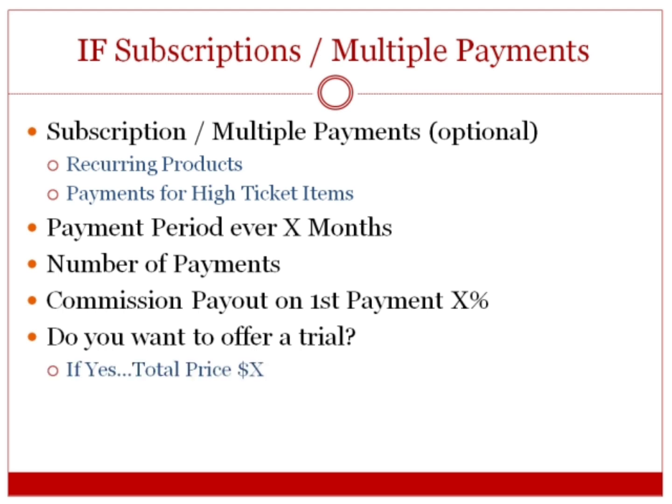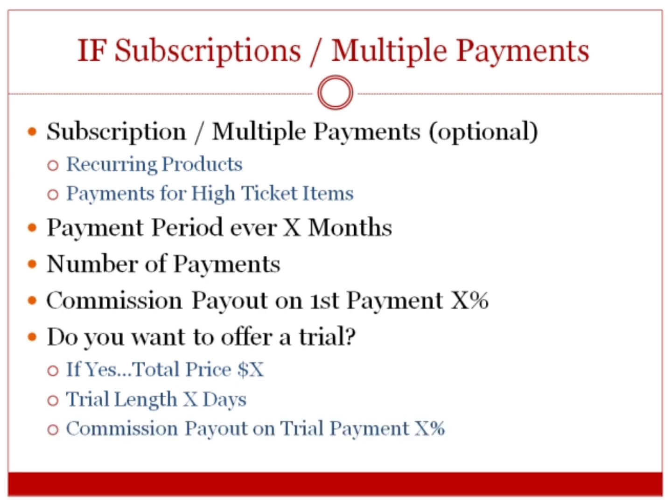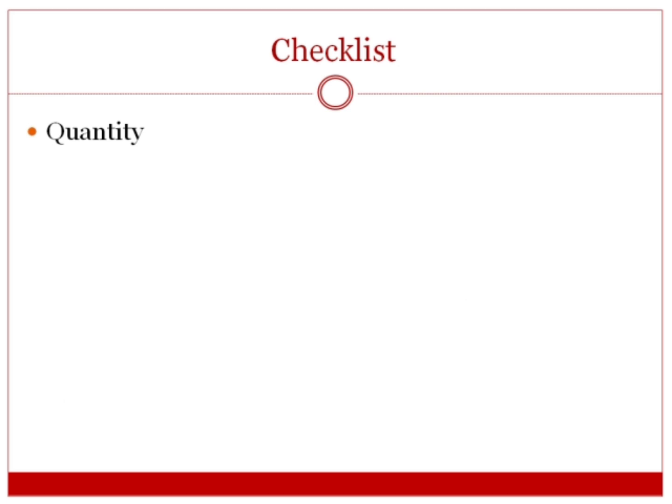If that's the case, then the total price would be $1 for 7 days. And of course, you have the commission payout on the trial payment, and you can put the percentage right there. Then you'll want to know the quantity. If you're dealing with intangible products, then you may not need a quantity, but let's say, for example, that you're only offering 50 copies of that one specific product, then you can put quantity there.